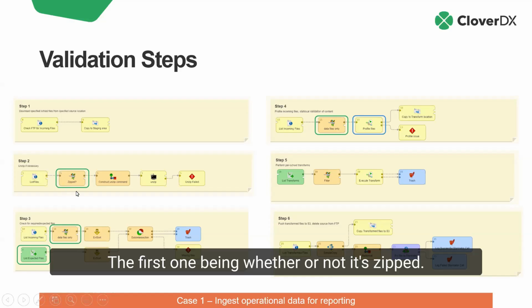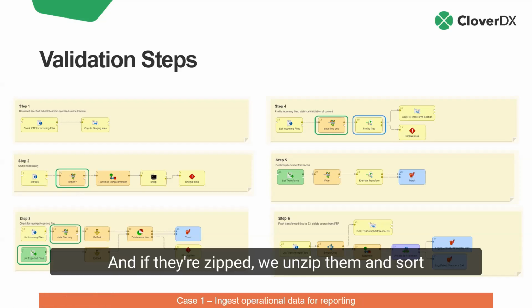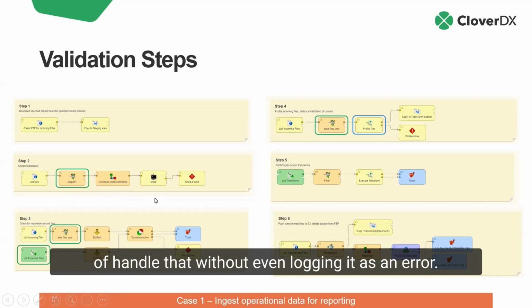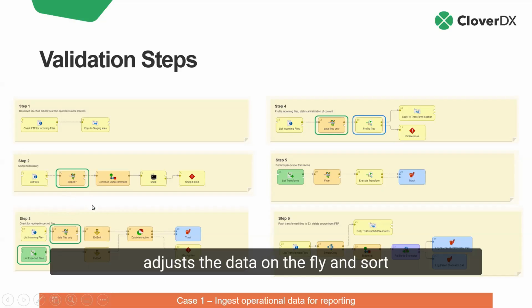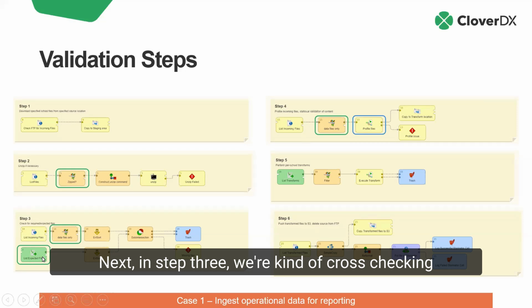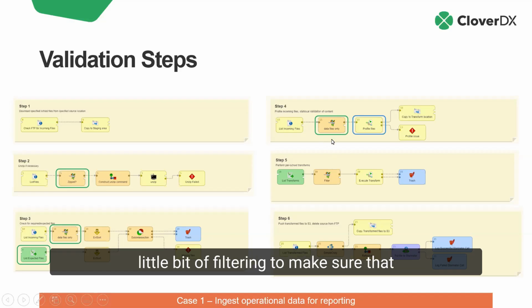The first one is whether or not it's zipped, right? Because we want to handle the files whether or not they're zipped. And if they're zipped, we unzip them and handle that without even logging it as an error. So that's nice in that it adjusts the data on the fly and doesn't require any manual intervention. Next, in step 3, we're cross-checking the data as it comes in with what we're expecting. Then we're doing a little bit of filtering to make sure that we're only checking data files that we want. And then finally, we're doing a profiling step, which is where the bulk of the additional validation takes place.